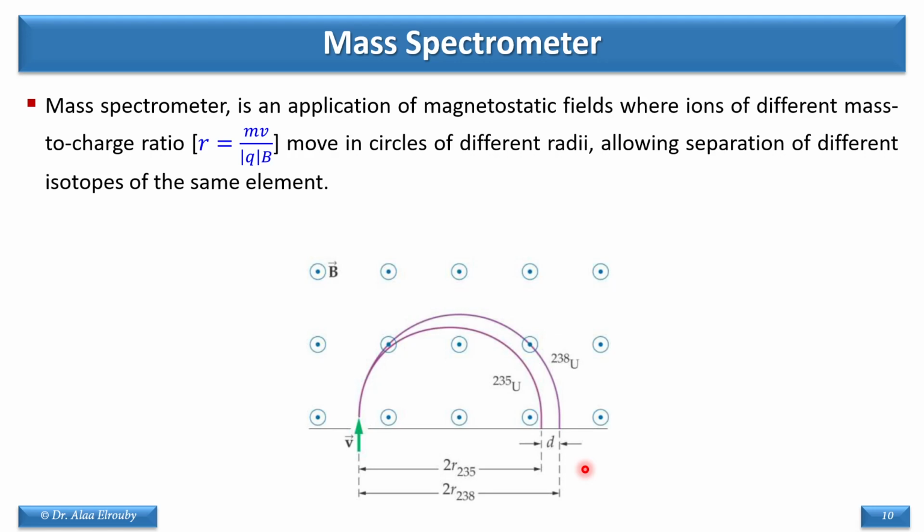different radii of motion. If we have a collector here that counts the number of ions of this type, and another collector here that counts the number of ions of this type, we can calculate the number of ions of each type, and we can do some sort of material analysis. This is called a mass spectrometer.